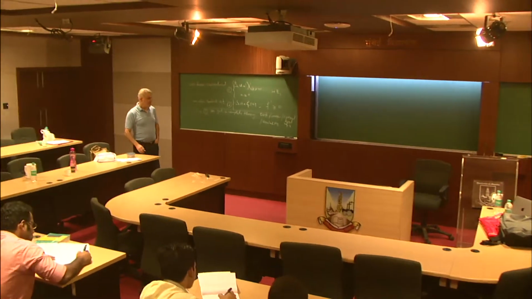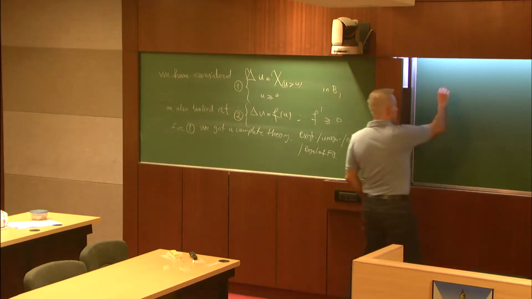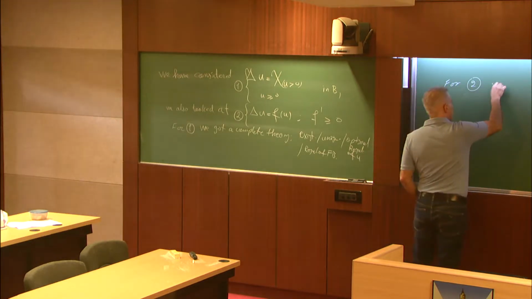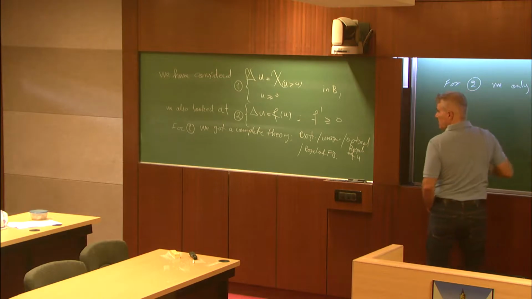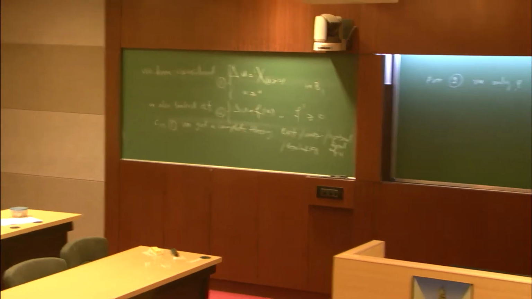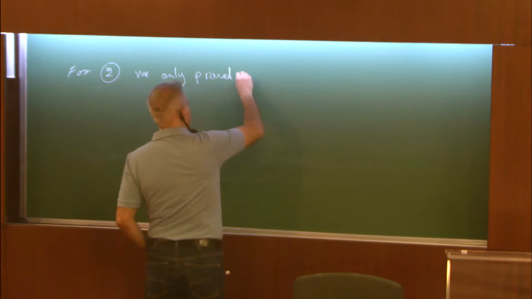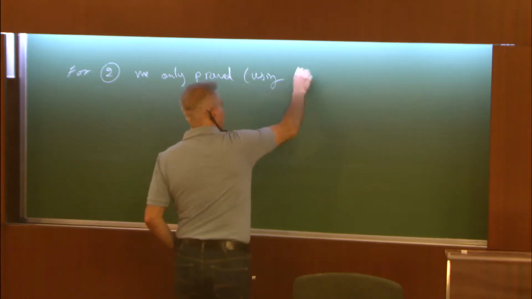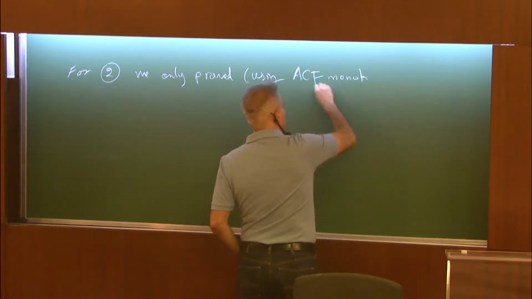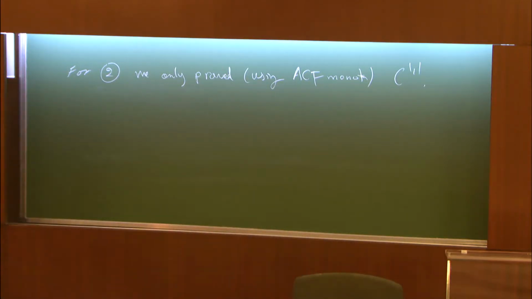Number 1. And that's a huge machine. The problem number 2, for 2, we only proved, so for 2 we proved using AC, proved using ACF monotonicity, function C11 locally. So this is what we have been doing.